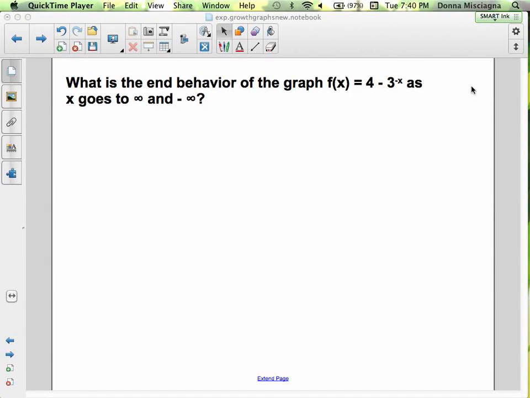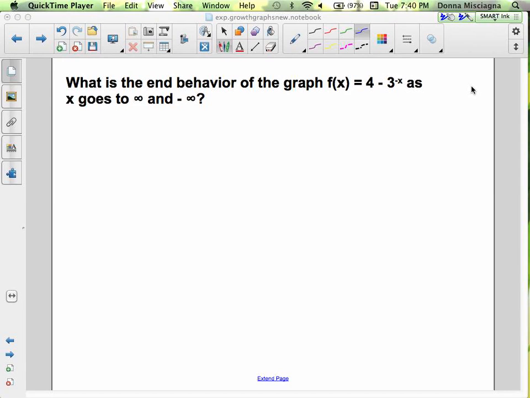Welcome. Before we begin looking at graphing logarithmic functions with transformations, I thought we would do one exponential, and it was one exponential we missed in the notes. So find this one in your notes, and that's the end behavior of the graph f of x equals 4 minus 3 to the negative x as x goes to infinity and negative infinity. So we're looking for the end behavior here.